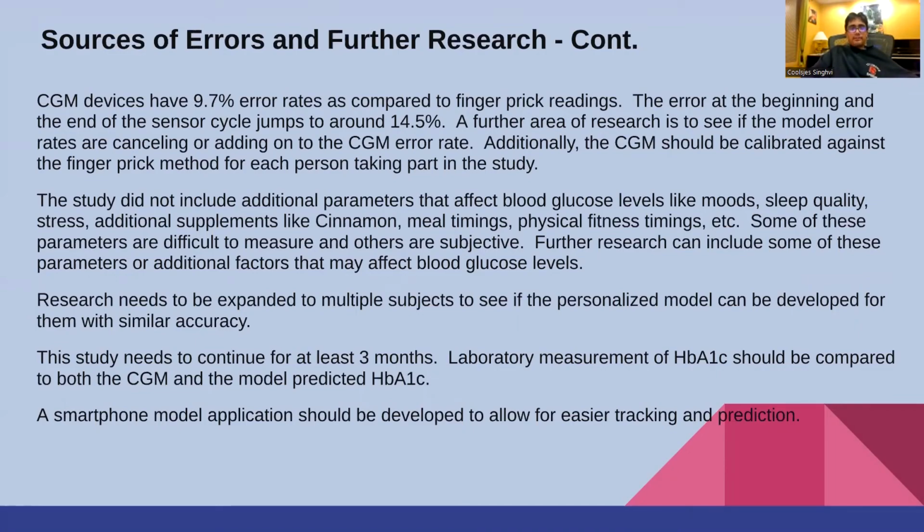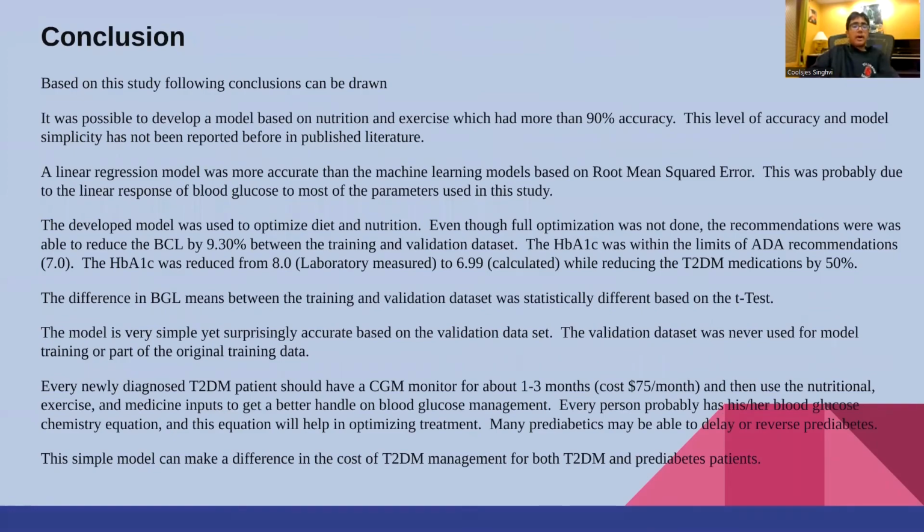But in conclusion, it was possible to develop a model that was very accurate based on nutrition and exercise. Of my 4 hypotheses, 3 were correct. The one that wasn't was on statistical models being more accurate than machine learning models. This is probably so due to the linear response of blood glucose to most of the parameters used in the study. But overall, a simple model can make a huge difference in the cost of type 2 diabetes management for both type 2 diabetes and prediabetes patients.